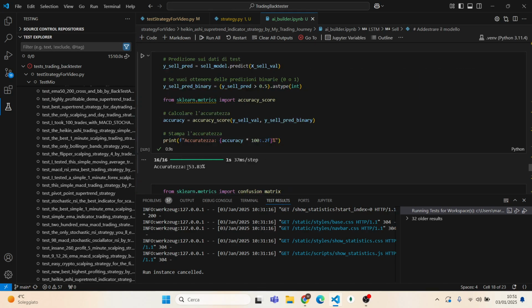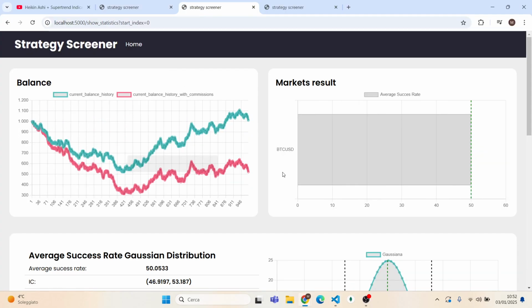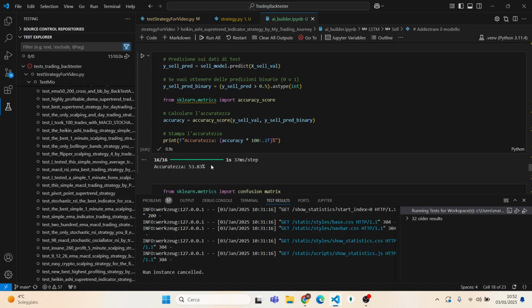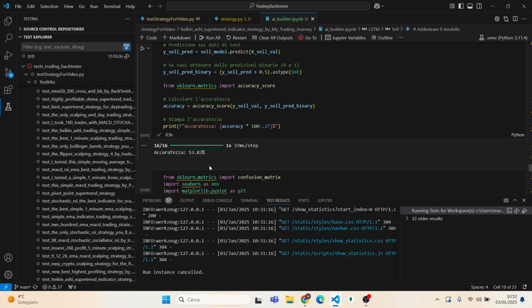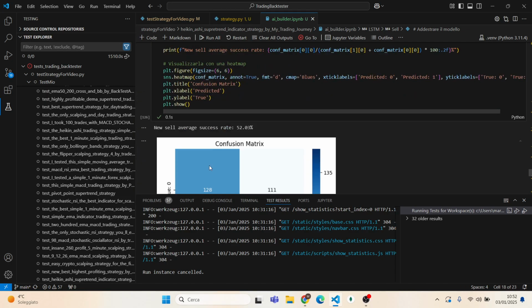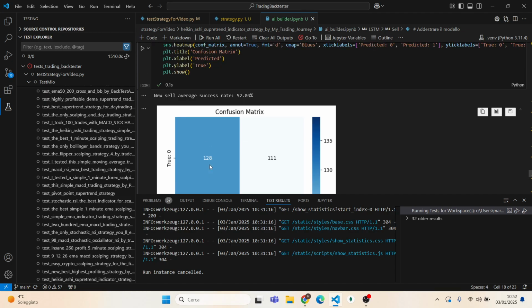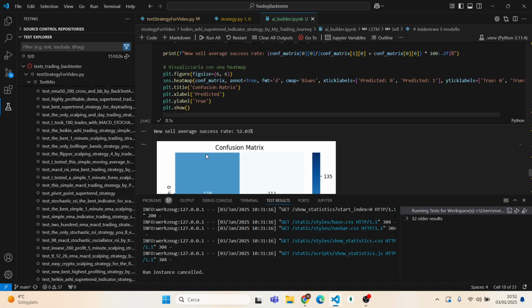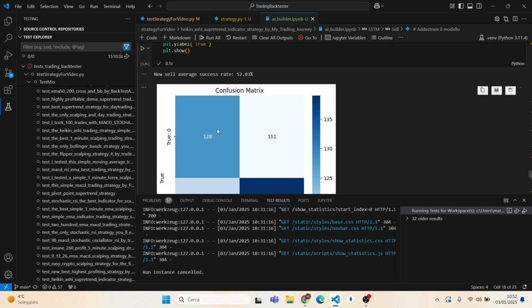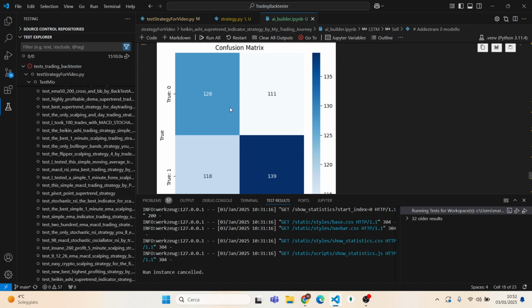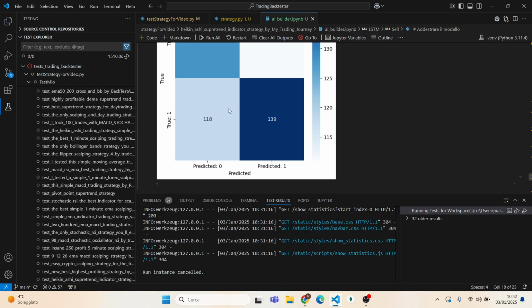Okay, as we can see now on the validation dataset, again it's this one, we obtained an accuracy of 53.83, so pretty good. And let's see also the confusion matrix. As you can see on the confusion matrix we would have obtained an average success rate of 52.03%, so the AI performs better on buy than sell.